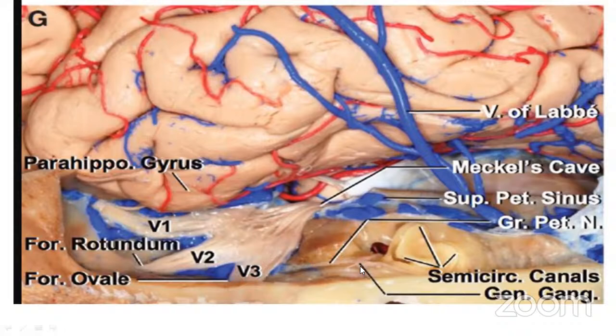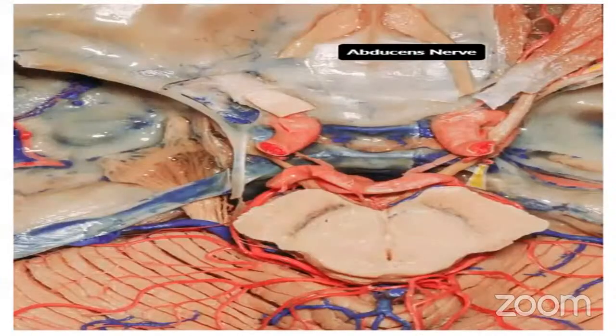Here we have the geniculate ganglion, from which arises, and this would be the facial nerve, from which arises the greater petrosal nerve, which will eventually join at the foramen lacerum with the deep petrosal nerve to form the Vidian nerve, which we will see later. So these are the components of the medial basically surface.